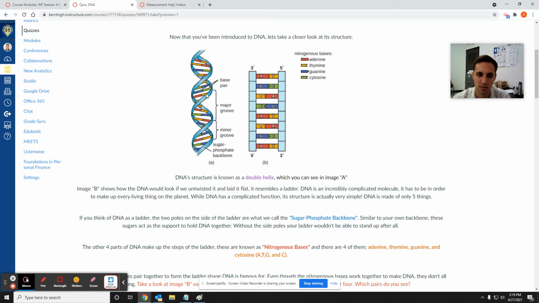So what you can think of is DNA is just like taking 2 ends of a ladder and twisting them, right? You can kind of see that here. It's all twisted up. But if we untwisted it and laid it flat, it would look just like this, like a ladder.